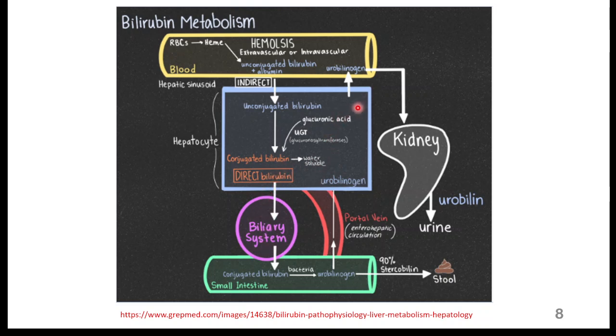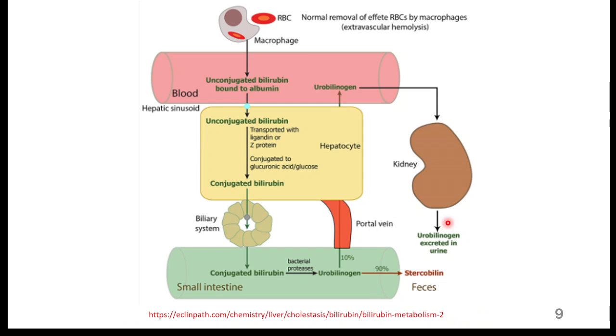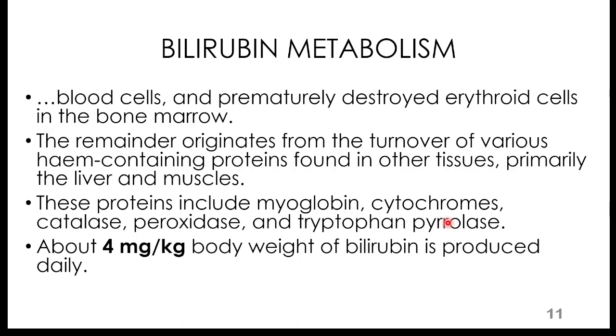Some of it will escape from the hepatocytes into the blood, into the circulation, and this urobilinogen will get to the kidney eventually, right? And this will give urine some of its yellowish color, and this is eventually excreted as urobilin in urine. So this is a summary of bilirubin metabolism. Okay, this cartoon shows a similar summary. All right.